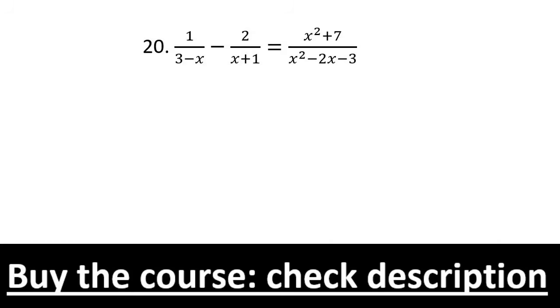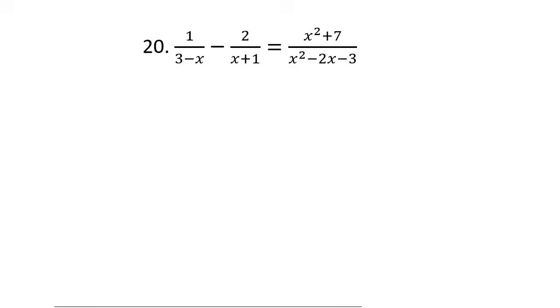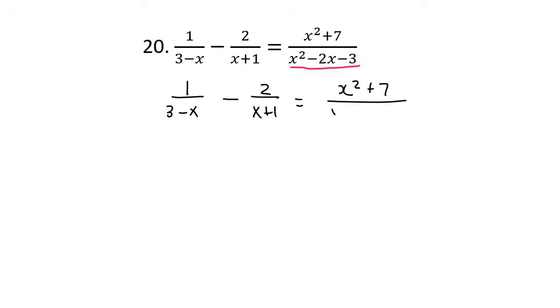So here's number 20. Step 1, make sure that all the denominators can be factorized, or at least make sure that they are factorized. That's what I meant to say. So this one is a trinomial, and so that can factorize as x minus 3 and x plus 1. Okay, so these two are the same.